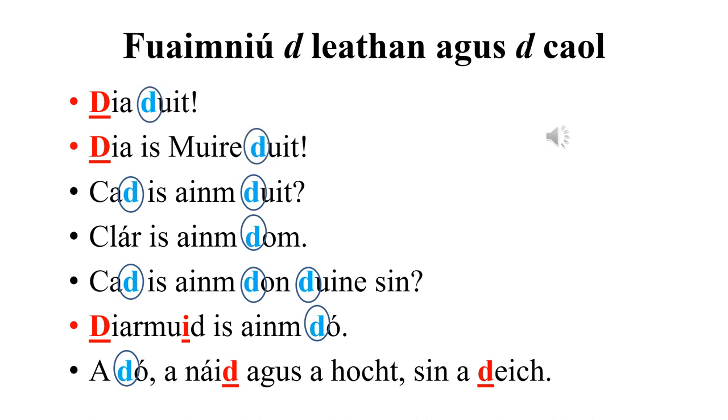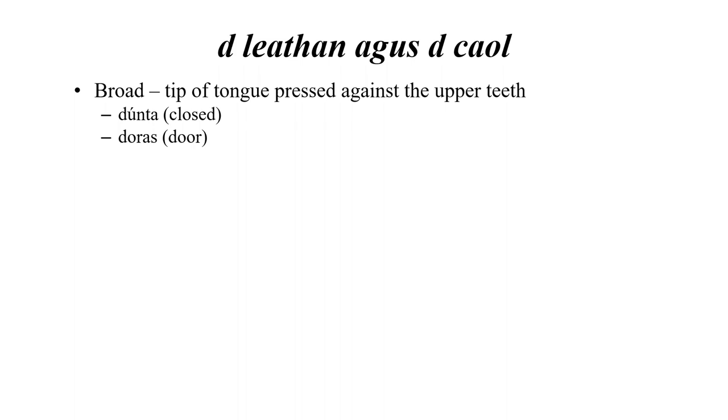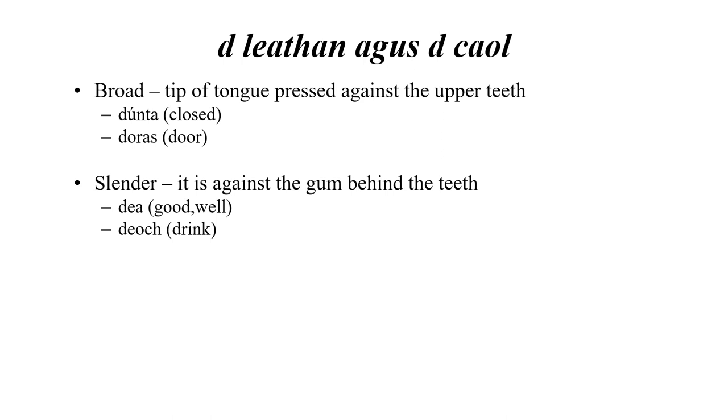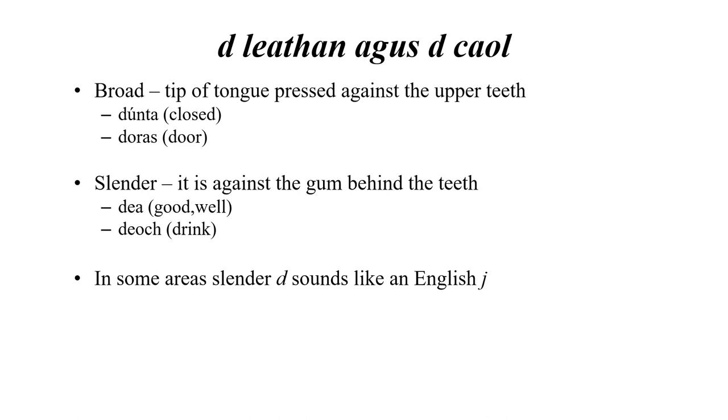So you'll notice that the slender D's are in red and underlined to make them stand out. We have Dia, Diarmuid, ainm, dó, and then the broad D's. As I mentioned earlier, this is a very subtle difference and may be difficult to recognize at first. The broad D is made with the tip of the tongue pressed against the upper teeth, as in dúnta, closed, or doras, door. The slender D, the tip of the tongue is against the gum behind the teeth, dea, deoch. Dea is good or well, deoch is a drink. In some areas, the slender D sounds almost like an English J.